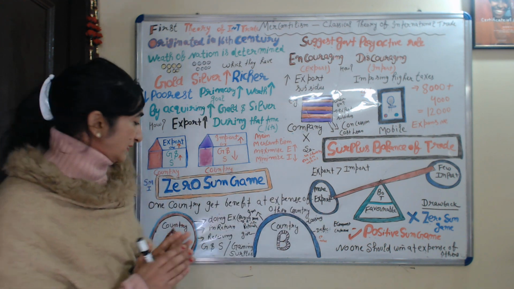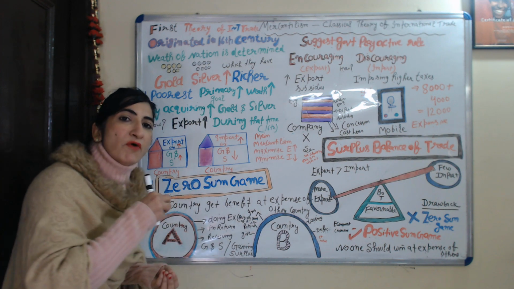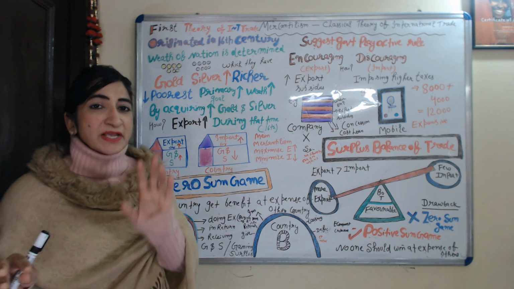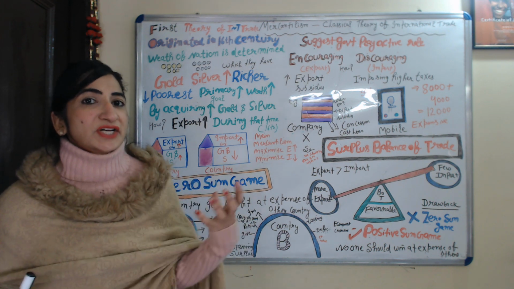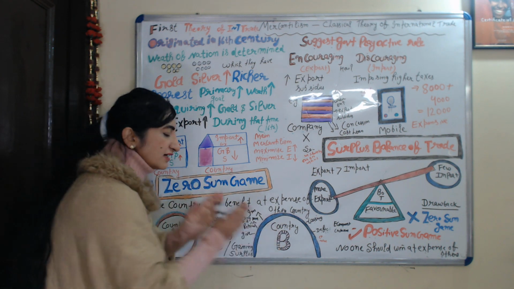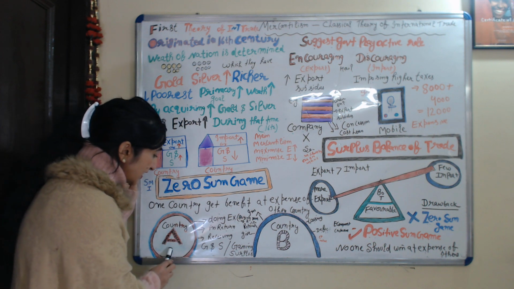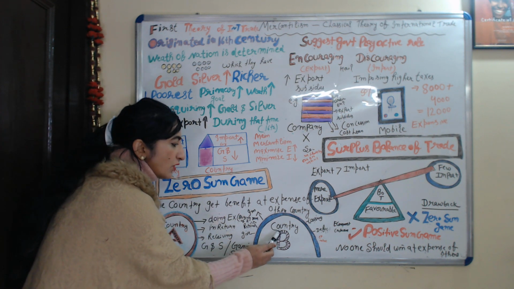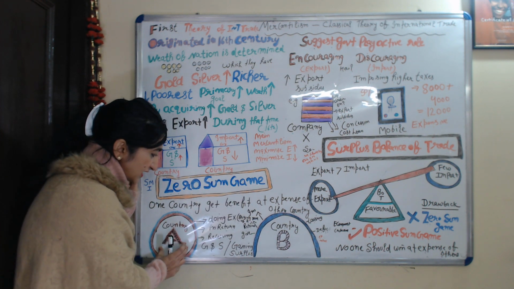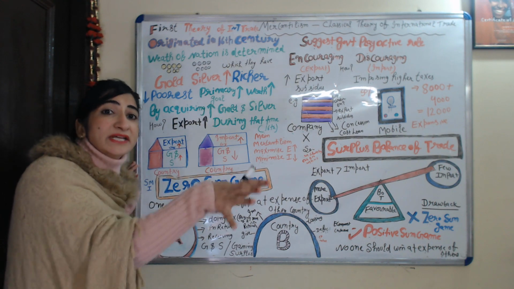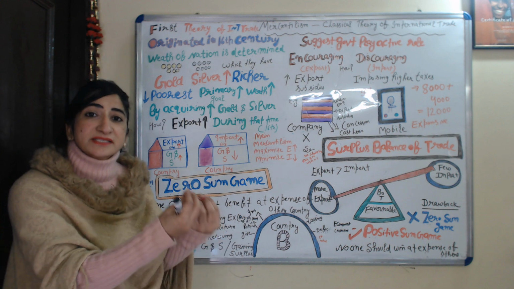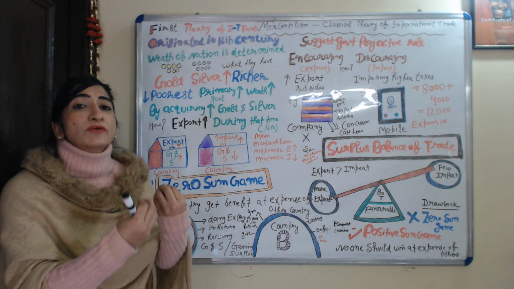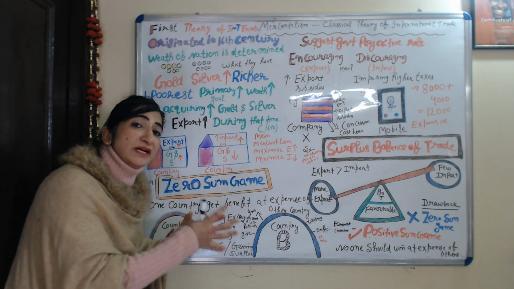For example, suppose there are two countries involved in international trade, country A and country B. Country A is doing export to country B. As a result, country A is receiving some amount of gold and silver from country B.